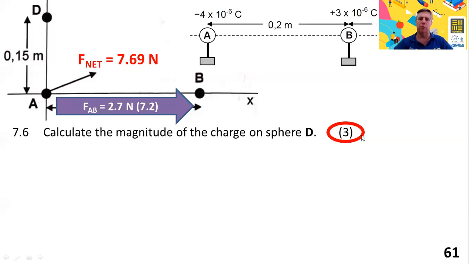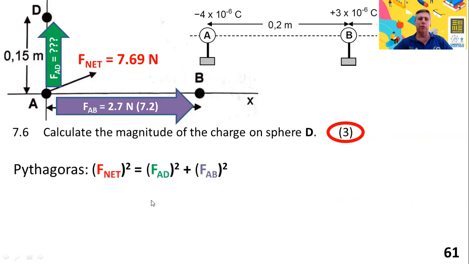The fact that this is so few marks means you should look out for an answer carried forward from a previous sub-question. Now, obviously, there's also a force on A exerted by D, but we don't know the value of that, and we don't know the charge on D. So we're going to calculate that force first from the other two, and then use that to find the charge on D.